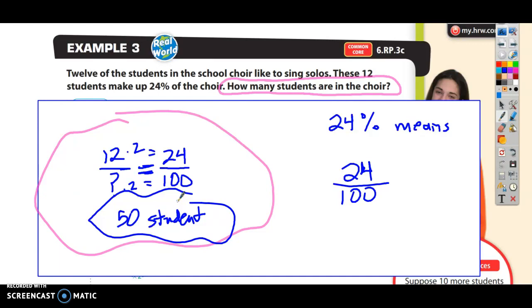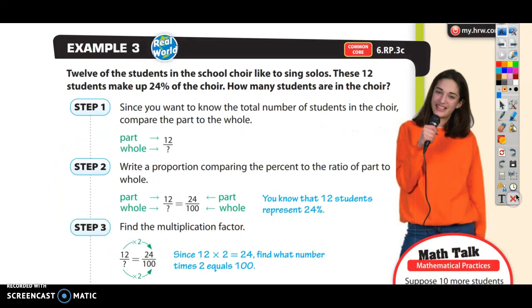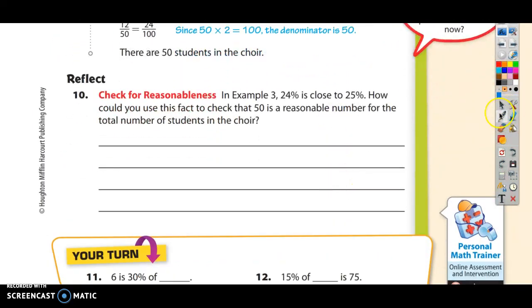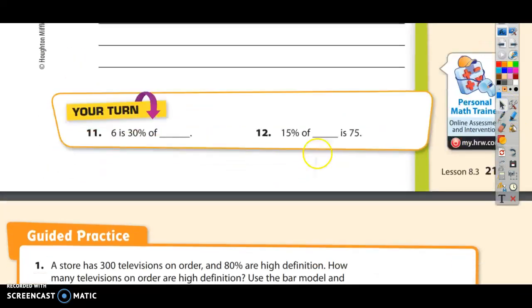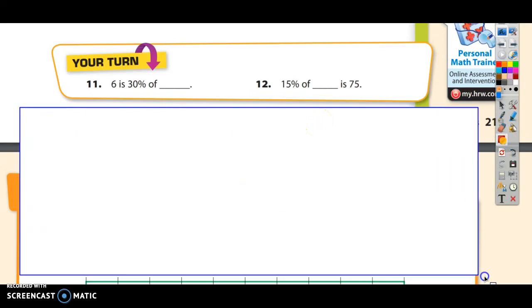Let's go check out the bottom of the page, and I'll show you a couple more examples of how to set that up. I do want you to notice that we're going to skip the reflect question, so go ahead and write the word skip here. And we're going to go to the bottom of the page, to your turn. Go ahead and make a whiteboard for you here. And I want you to try these on your own.